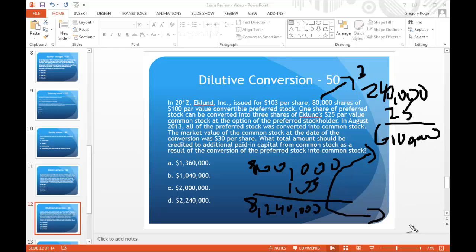Now the remaining amount is going to be the paid in capital from common stock as the result of the conversion. So you have 8,240,000 less the 6 million. We get on this side the paid in capital of 2,240,000, right? As the remaining final piece here. So 2,240,000 is what we're working with.